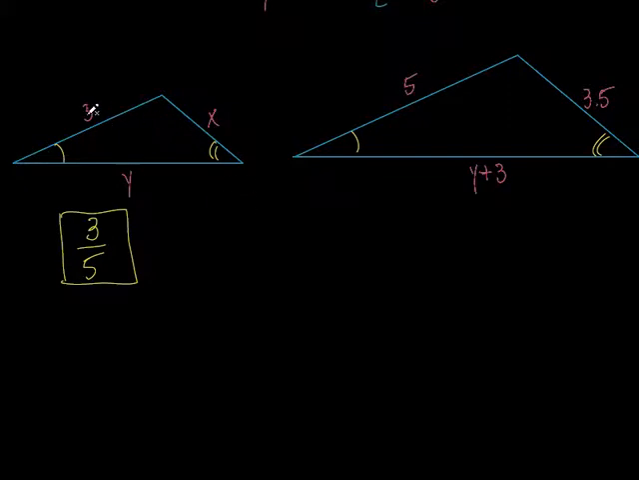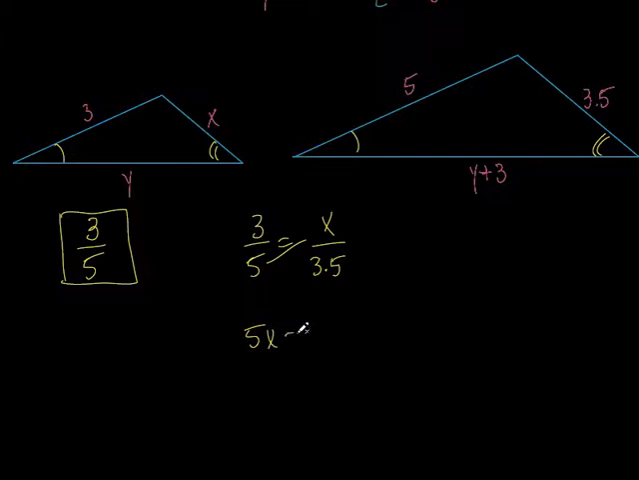Look how easy this is. Watch. 3 to 5, I'll write it down, equals what? X to, what side matches up with x? Well, 3.5. So x over 3.5. So I can solve for x. Let's do it real quick.